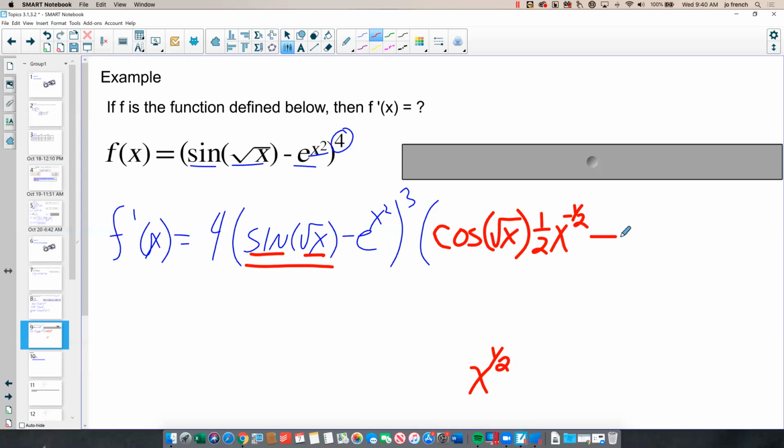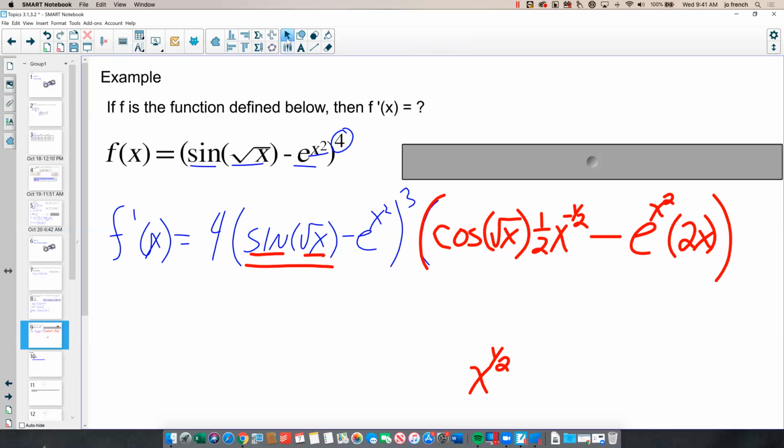For the derivative of the second term, I have the derivative of e to the x squared. Well, as we discussed in the first video, the inside function is x squared, and the outside is the exponential. So the derivative of e to the x is just e to the x. So I'm going to take the derivative of e to the x squared and get e to the x squared. But now I have to multiply by the derivative of my exponent. So times 2x. And that would be the derivative of the inside of my original function that was being raised to the fourth power.